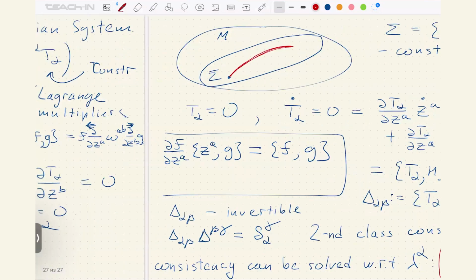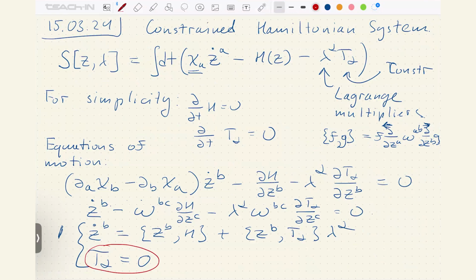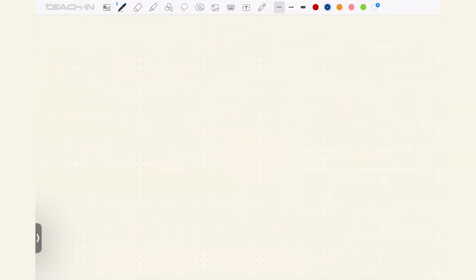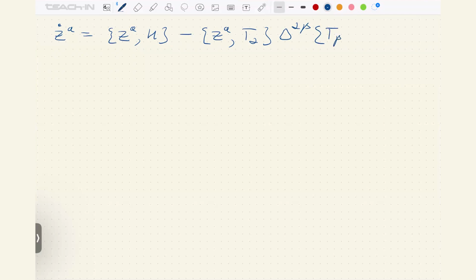And what we are going to do now, we are going to rewrite the first equation and substitute the lambda. So what we're gonna have is here, right? z dot a, we saw that it is {z^a, H}. And now there is a minus coming from {z^a, T_alpha} Delta^alpha_beta {T_beta, H}. I just substituted in place of lambdas, so these are minus lambda expressed in terms of other variables. Okay, and so you see, we completely got rid of lambdas.